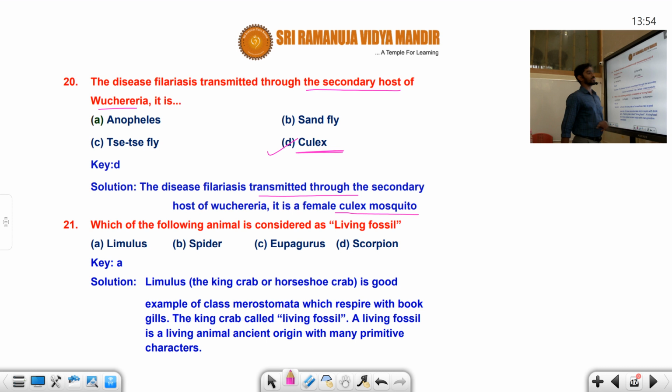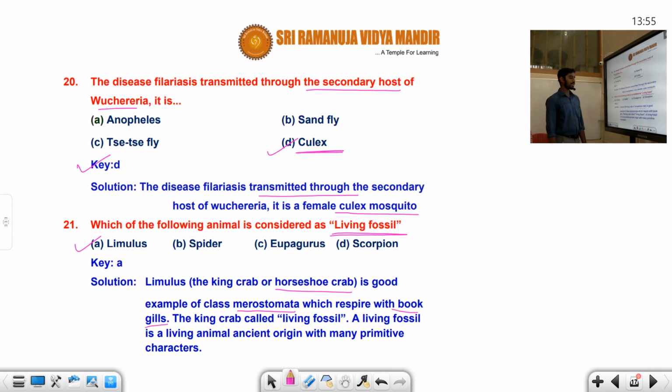Next, which of the following animals is considered a living fossil? This is a very easy and very important question, student. Okay, so what is that? Limulus. I already told you. Limulus is known as the king crab, also called the horseshoe crab. It is the best example for the class Merostomata, which respires through book gills. Very important point, student. So Limulus respires through book gills.